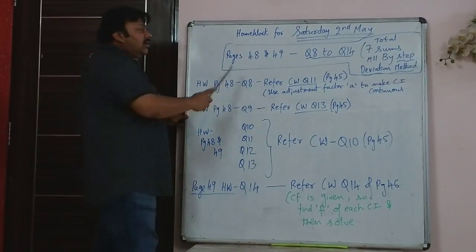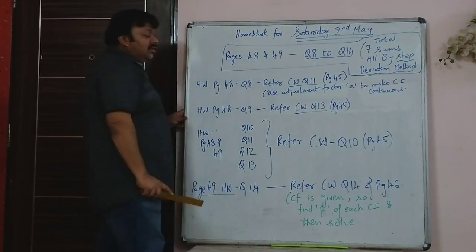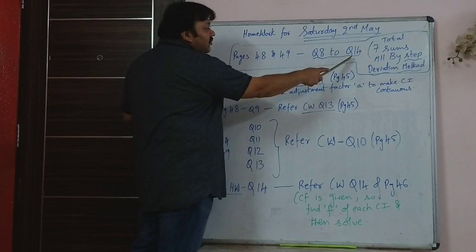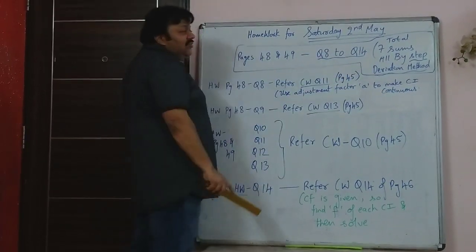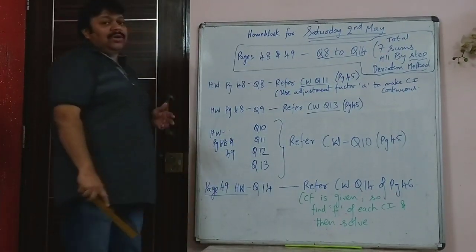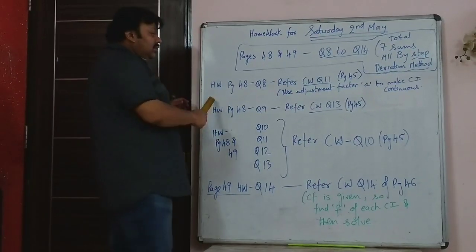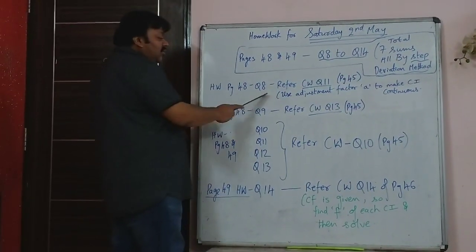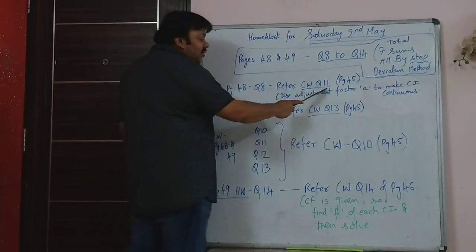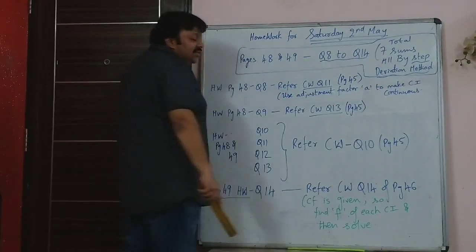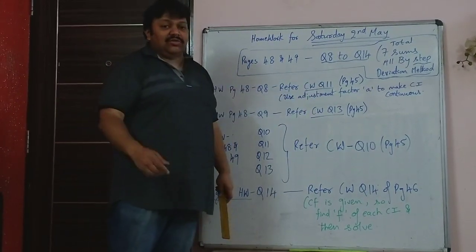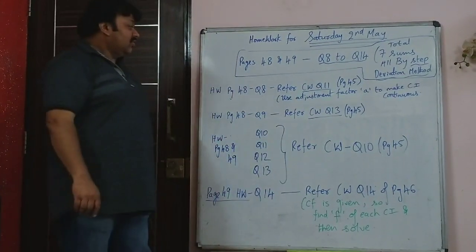For Saturday, on pages 48 and 49 of your Anish tutorial book, question 8 to question 14. That is a total of 7 sums. All of them are by the step deviation method. Now I have written what to refer. In this sum, question number 8 of homework, you refer to classwork question 11 because that's the same type of sum in which the adjustment factor has to be done and then you have to solve.